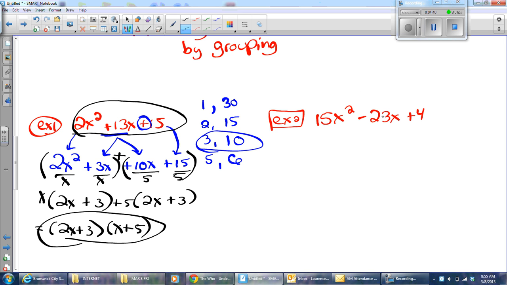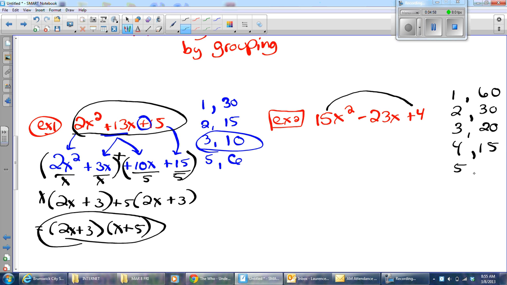Looking for a GCF, I don't see one. Trinomial lead coefficient is not 1. I'm going to multiply 15 times 4 and get 60. So I'm going to list the factors of 60 over here. So 2 and 30, 3 and 20, 4 and 15, 5 and 12, 6 and 10. 7 doesn't go in, 8 doesn't go in, 9 doesn't go in.